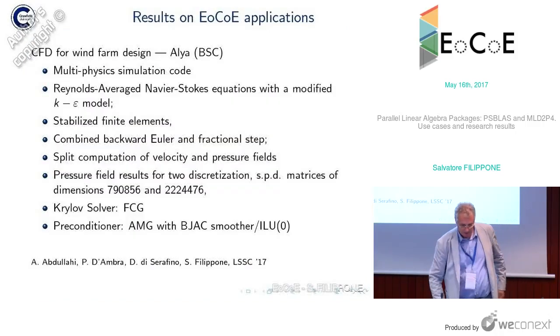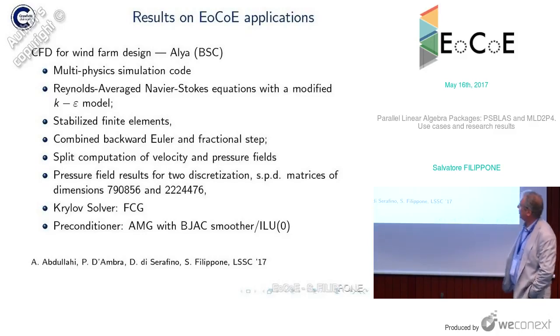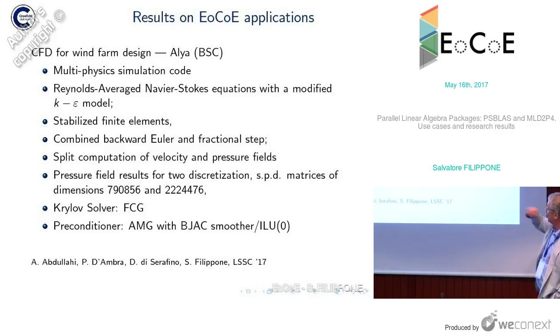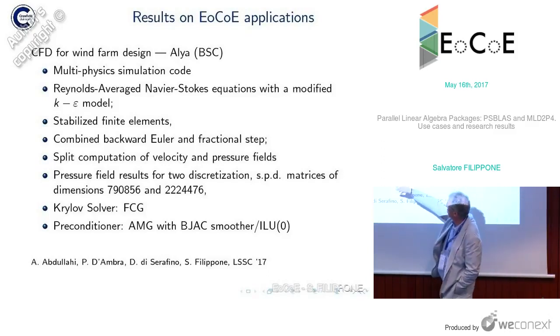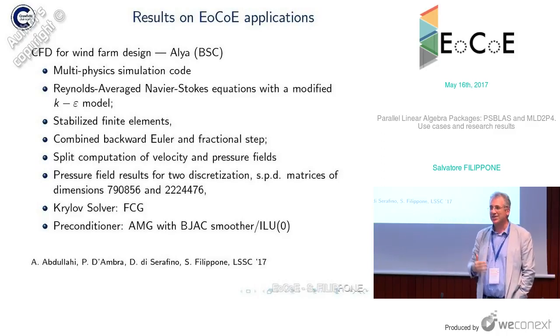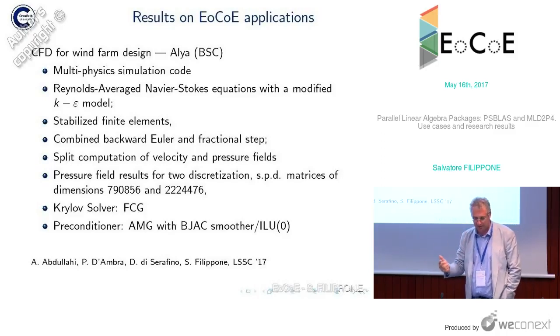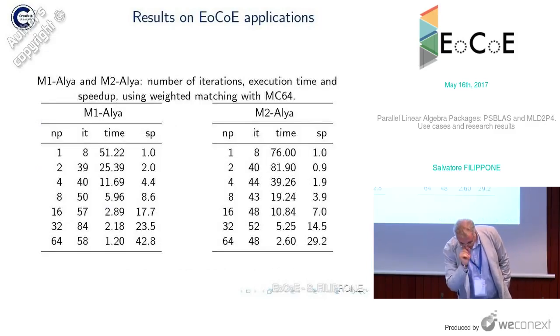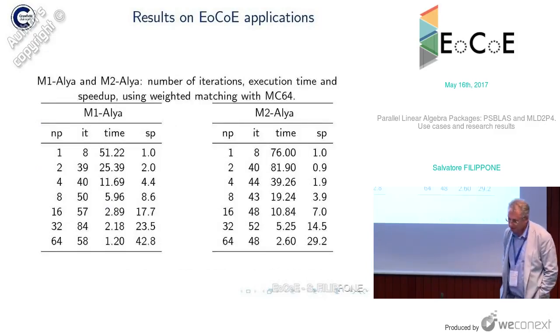So let's see. The first example is from a CFD code used to simulate a wind farm design, and we have a few dimensions from 800,000 elements to 2.5 million elements. This is, let's say, the test run to figure out whether we can do something. So we are using flexible CG with algebraic multigrid and block Jacobi on the solvers, and this is the kind of timings that we get.